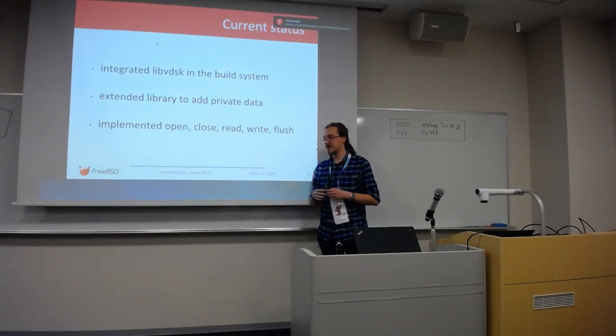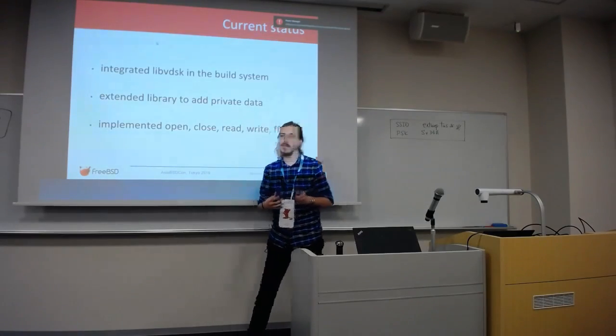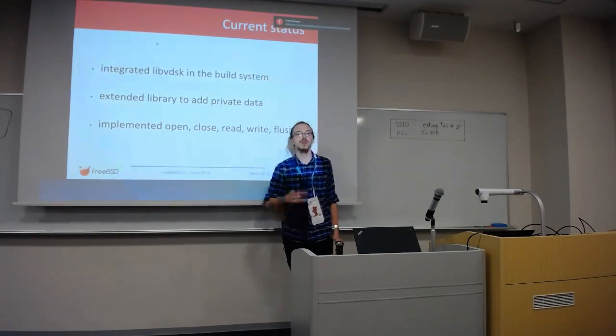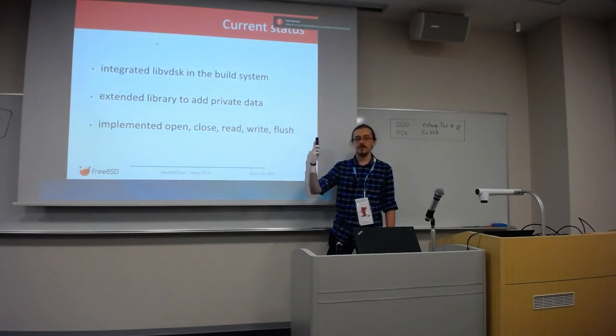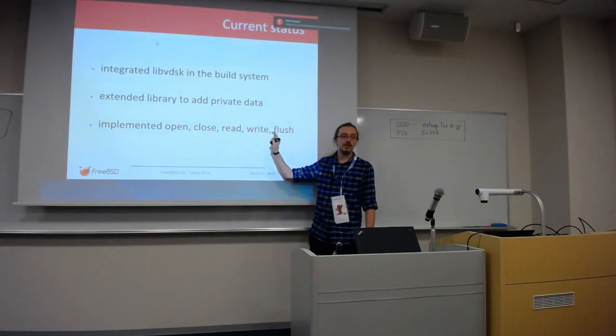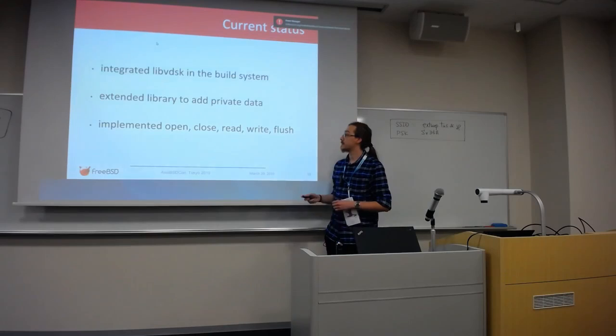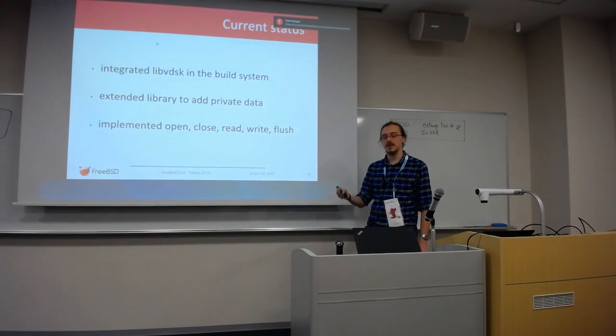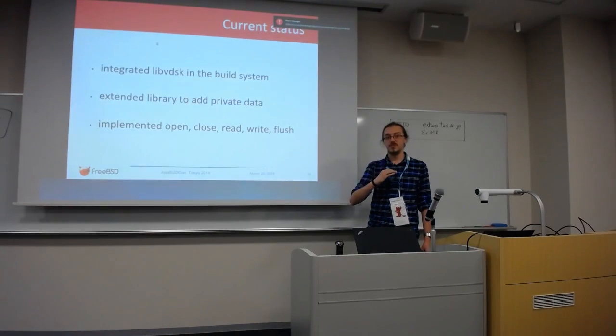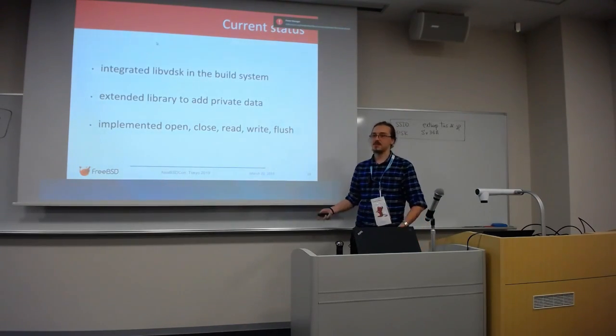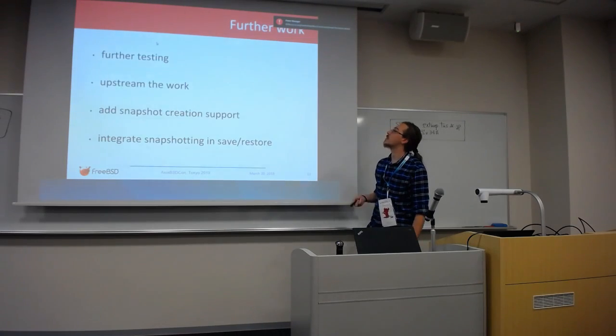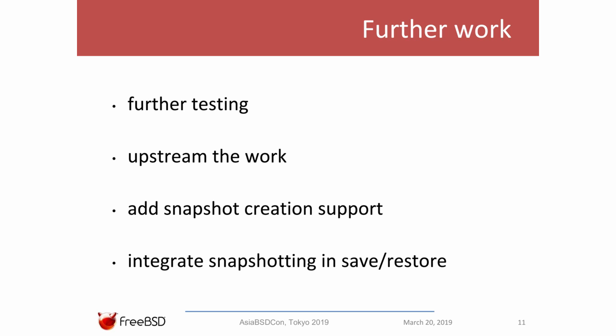What I didn't write on the slides, because I haven't fully tested this yet, is that I can also read and write from snapshots. So if, using an external tool, you snapshot the state of the QCOW image, I can read and write to the snapshot instead of writing to the base file. But as I have not implemented a way in bhyve to snapshot the image file, I haven't tested this. But it is there in the core of the code. What I plan to do is further test the performance and correctness of the code, upstream the work as it is now, and then add support for snapshot creation and integrate it into our save and restore branch.